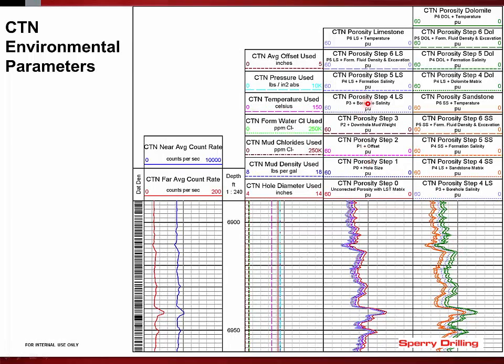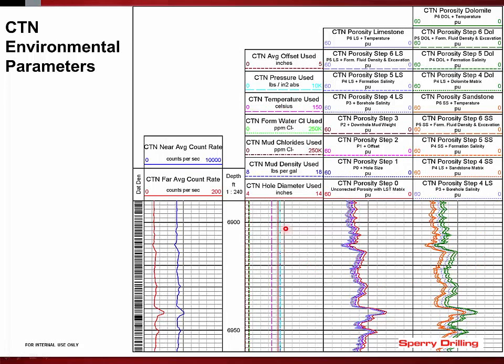From the fourth step in the correction process, the processing splits into three. So we have the limestone curves, the dolomite curves, and the sandstone curves, 4, 5, and 6, and then the final porosity. So there's like 3 branches of porosity calculation from that point on.